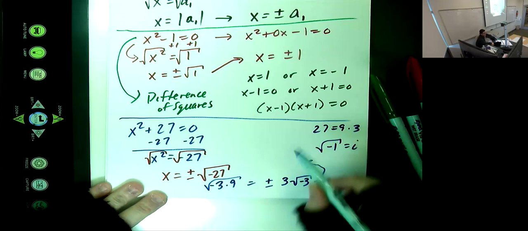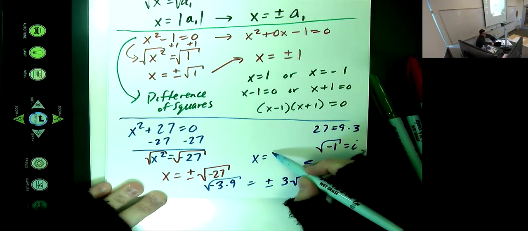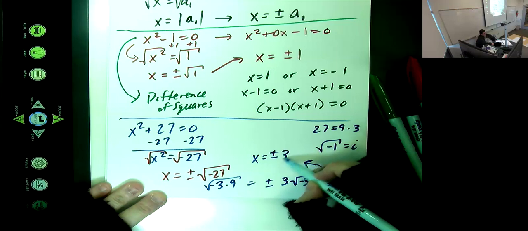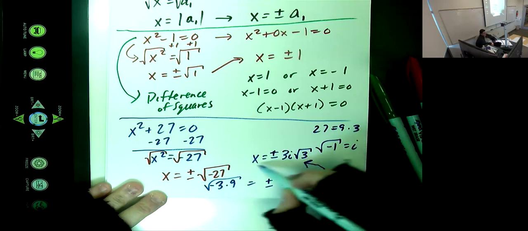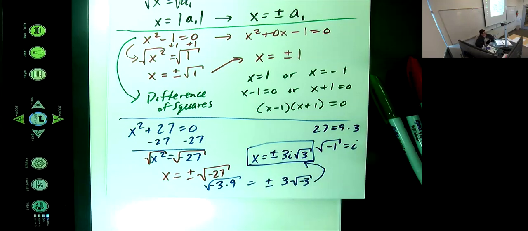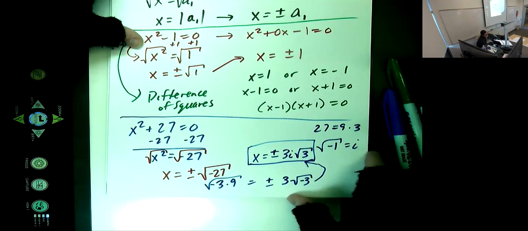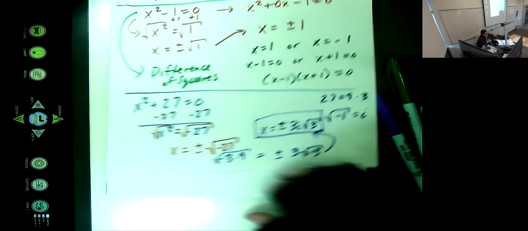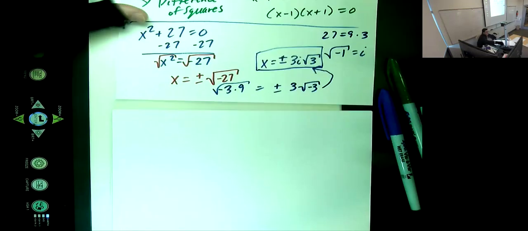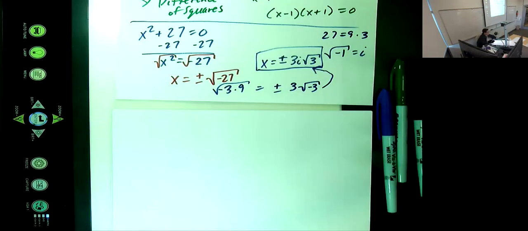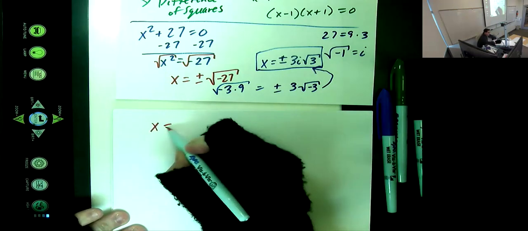So the final form is plus or minus. We tend to put the i right there. It's always going to be plus or minus, even if there's an i, because the plus or minus came from taking the square root of something. Which means, this is fun. Can I get back to x squared plus 27 with those answers? That's fun, right? Are we having fun yet?